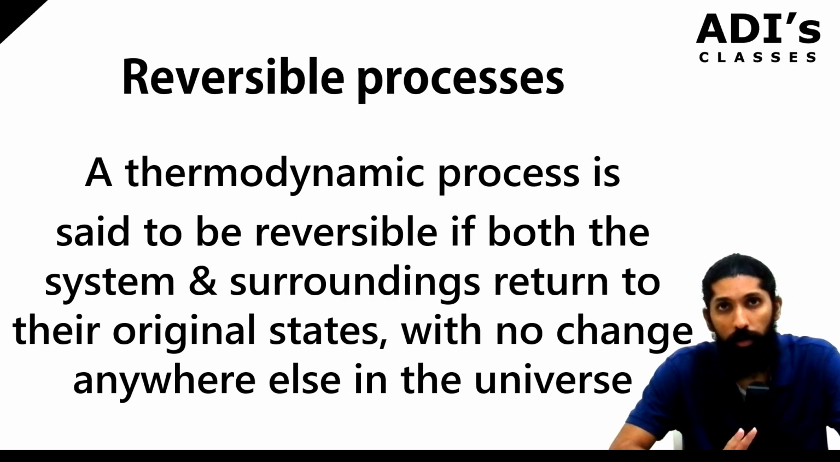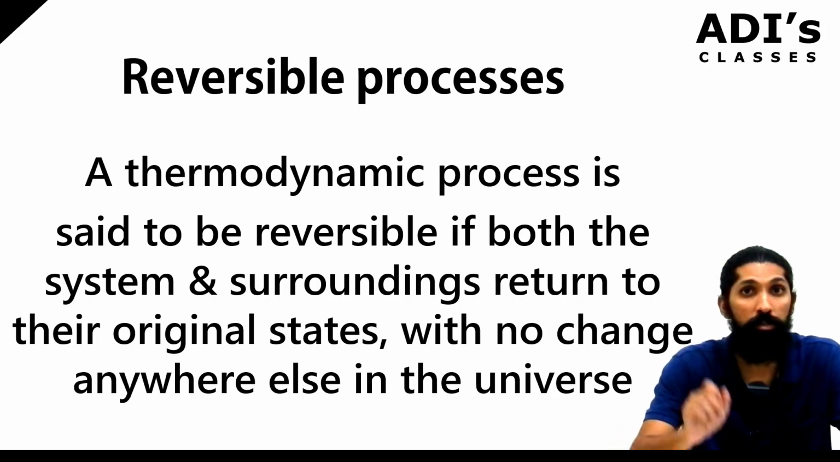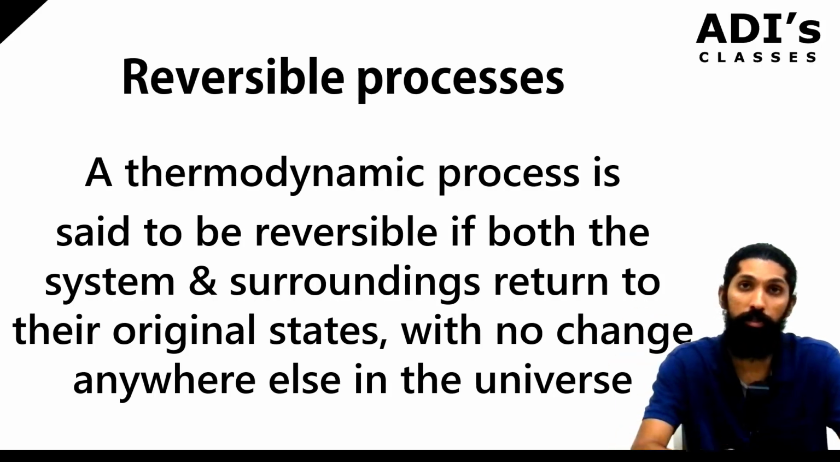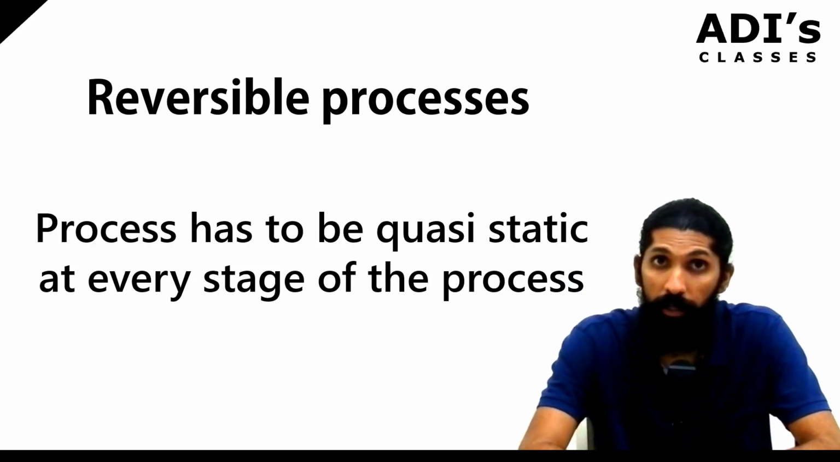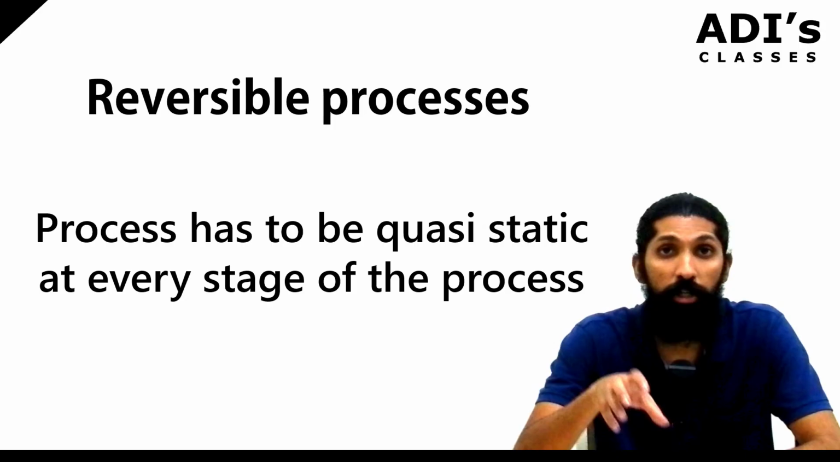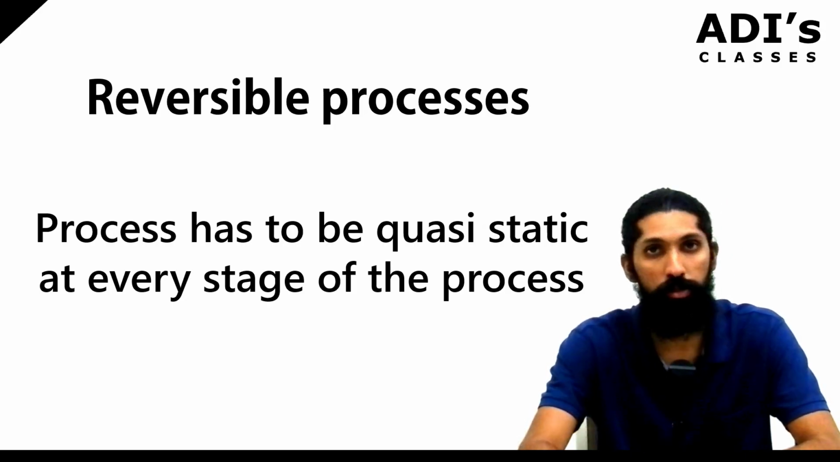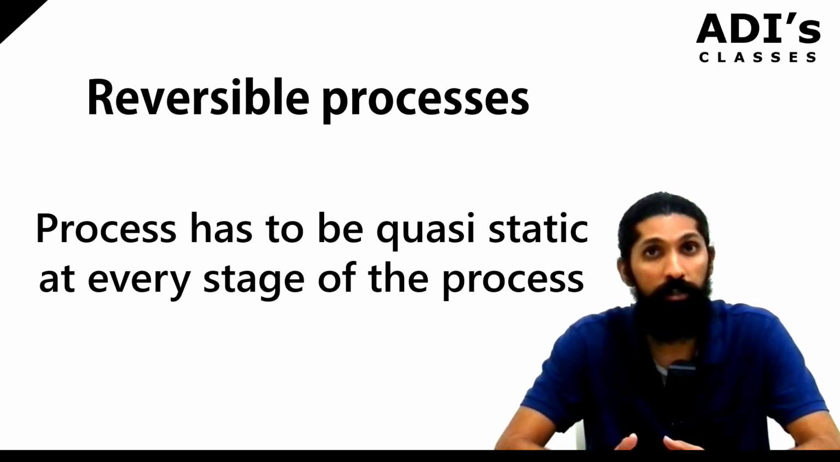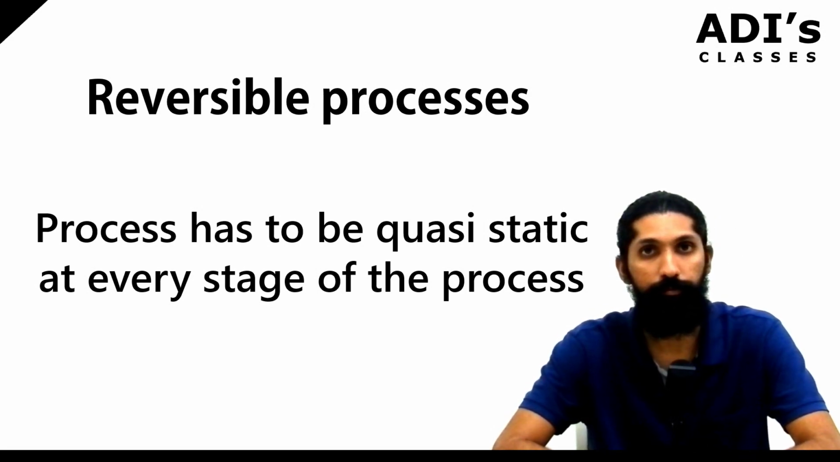All right, there are two essential conditions for this reversible process to occur. The first one is that the process has to be a quasi-static process. That means it has to be very slow, not just the beginning and the ending part. Each and every step of the process has to be a quasi-static process. It's infinitely slow, then the reversible process can occur.